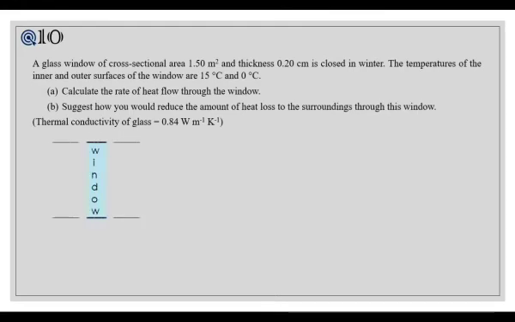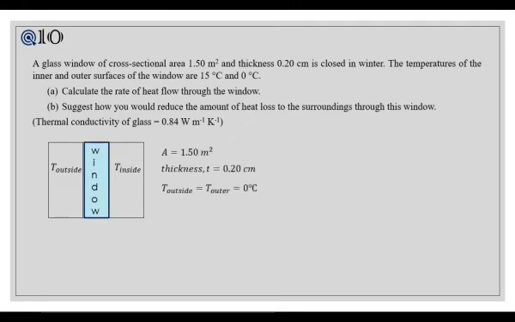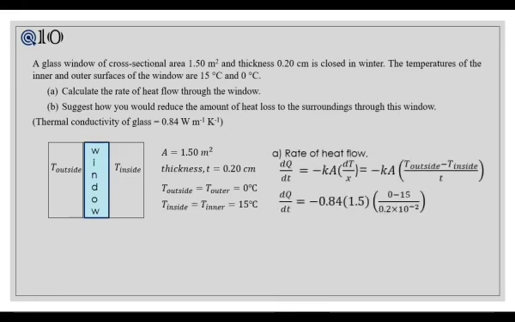So to tackle this question, first you should have a sketch of what is given in the question. So what we have here is a window, and T outside and T inside, which refer to the same thing that they give in the question. So T outside, which is the T outer from the question, is about 0 degrees Celsius. And T inside, which is the T inner, is at 15 degrees Celsius. So what we should do next is use the rate of heat flow equation, and then substitute the values that we already extracted from the question, and we get the value of dQ over dt, which is 9,450 watt.